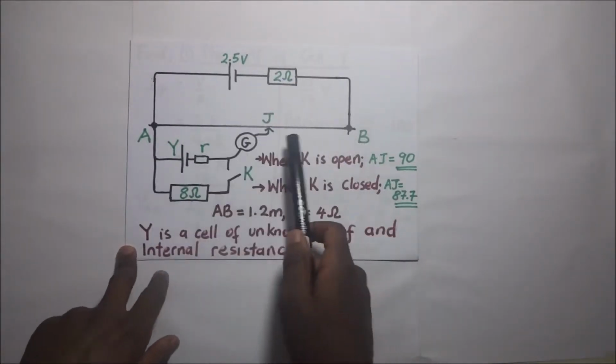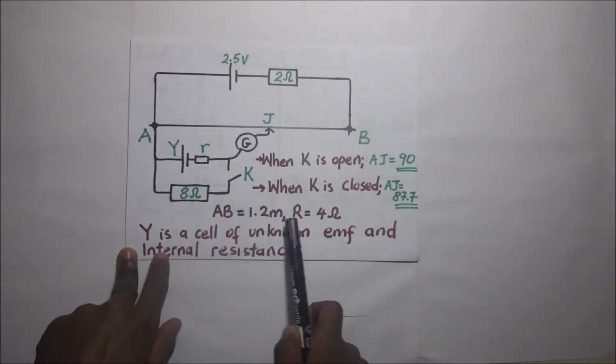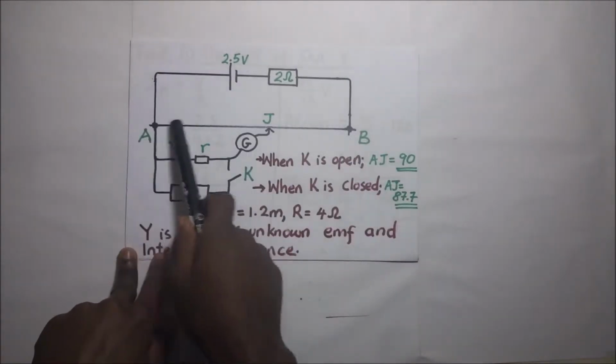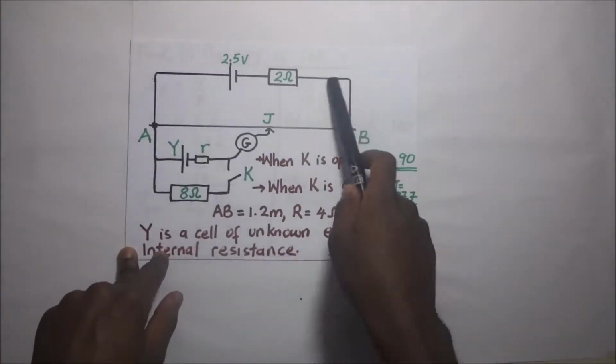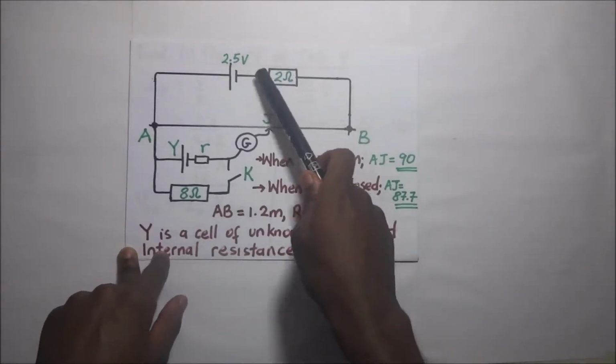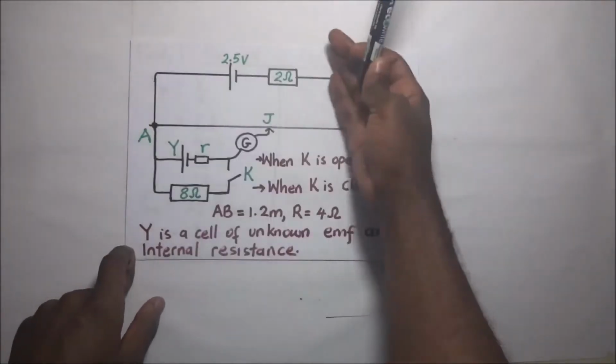Now, according to the question, they're telling us that this wire AB is 1.2 meters long and its resistance is 4 ohms. Of course, this 4 ohm resistor is in series with this 2 ohm resistor, which is in turn in series with this cell, the 2.5 volt cell. That is what makes up the primary circuit.